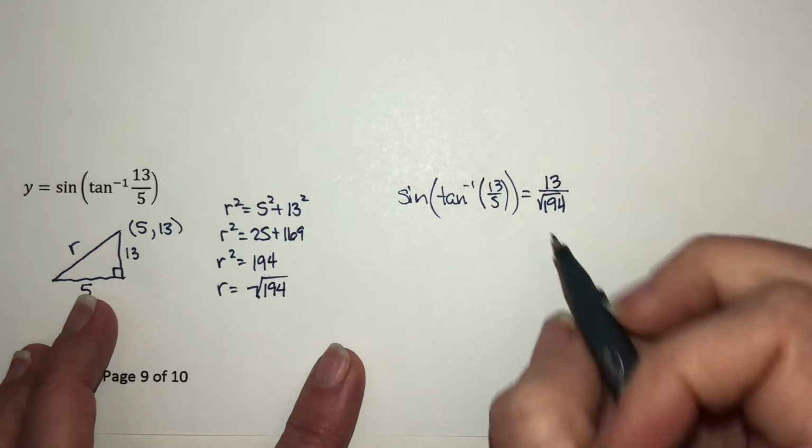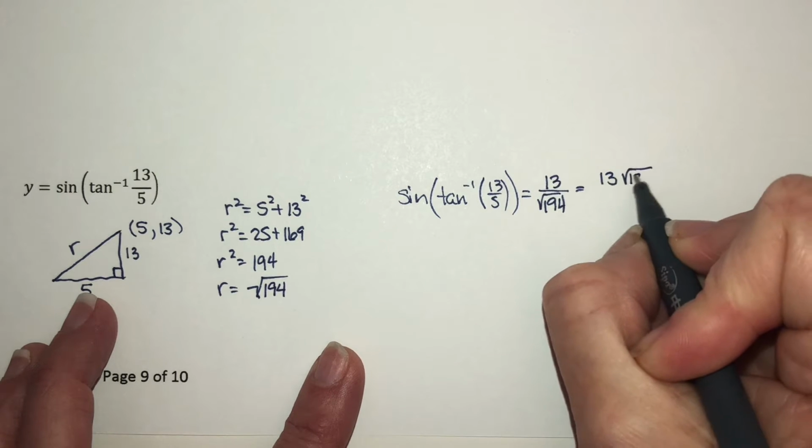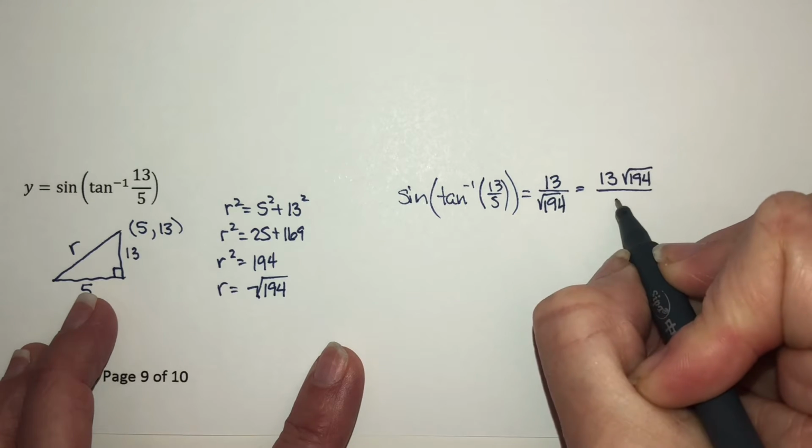And they will want you to rationalize this. So the answer is 13 square root 194 over 194.